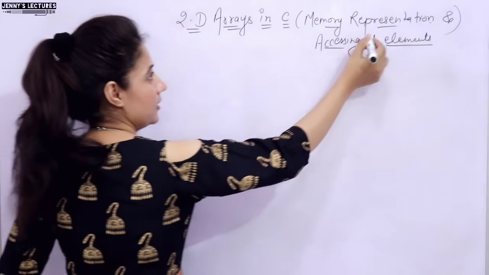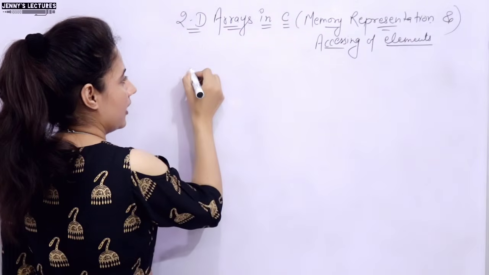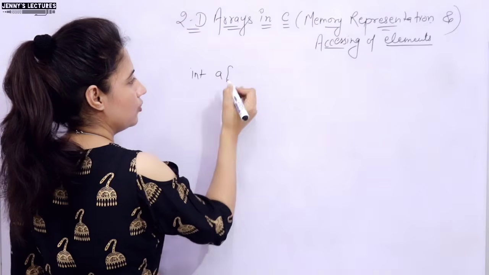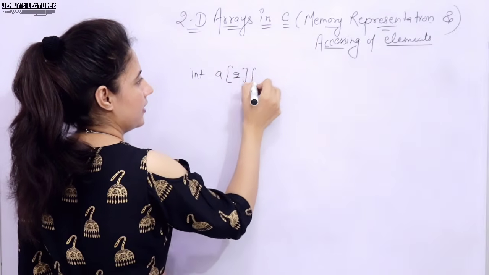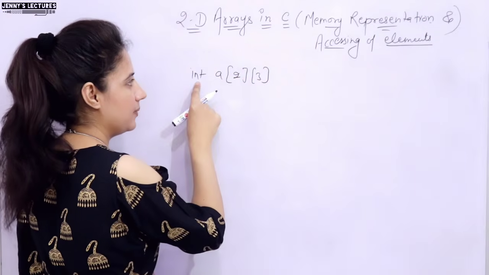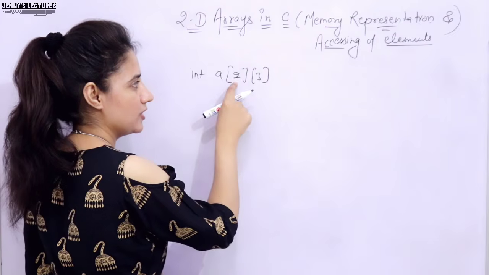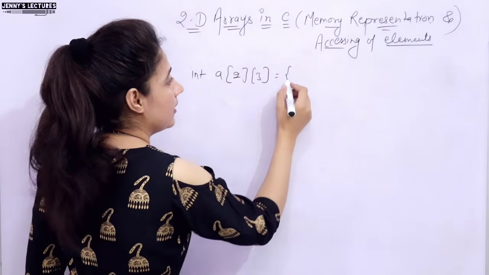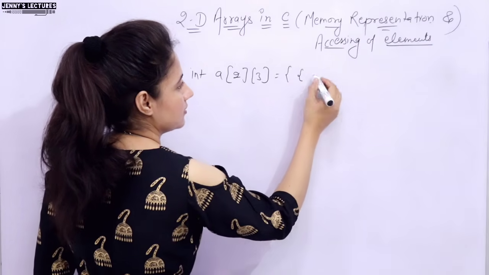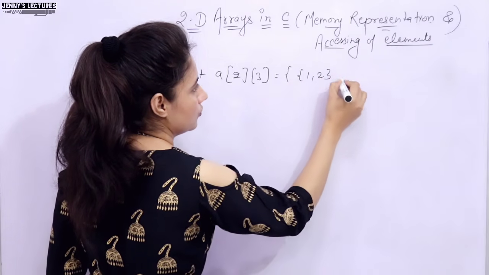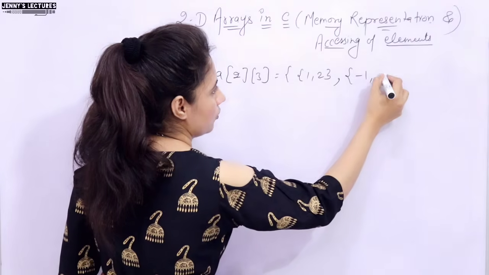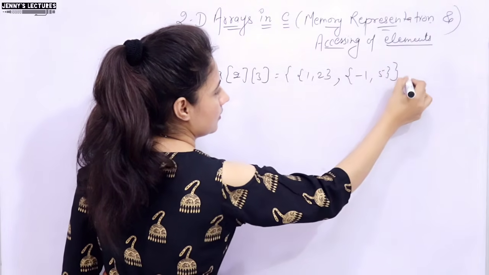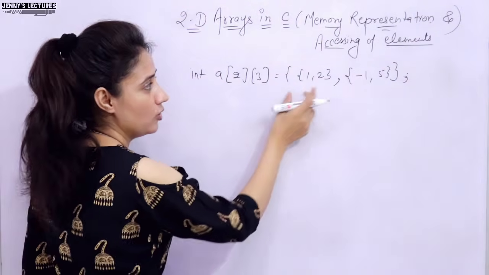First of all, we will discuss memory representation of 2D array. I hope you remember how to declare a 2D array. I am just taking data type integer, name of array is A, row size 2, column size is 3, and I am initializing here only, right. And how I am initializing? Something like this, like 1, 2, and here I am initializing -1, 5. That's it.